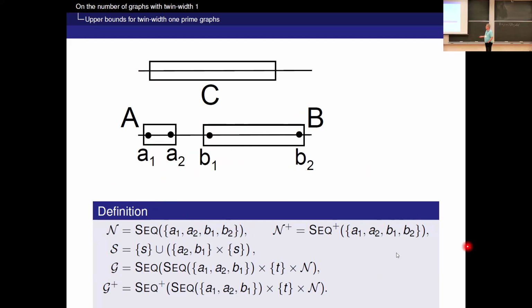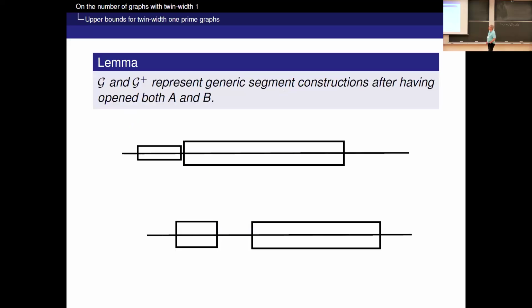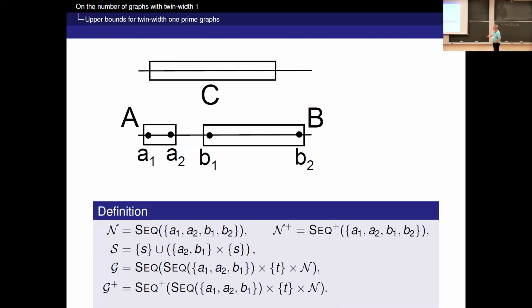Sometimes we need non-empty sequences. This will be the splitter construction when we add a splitter. And this is a generic adding of left and right sequence iteratively to C. And this is non-empty. So these are kind of auxiliary constructions. Then first lemma, so G is in fact the generic segment construction. So just remember what it is.